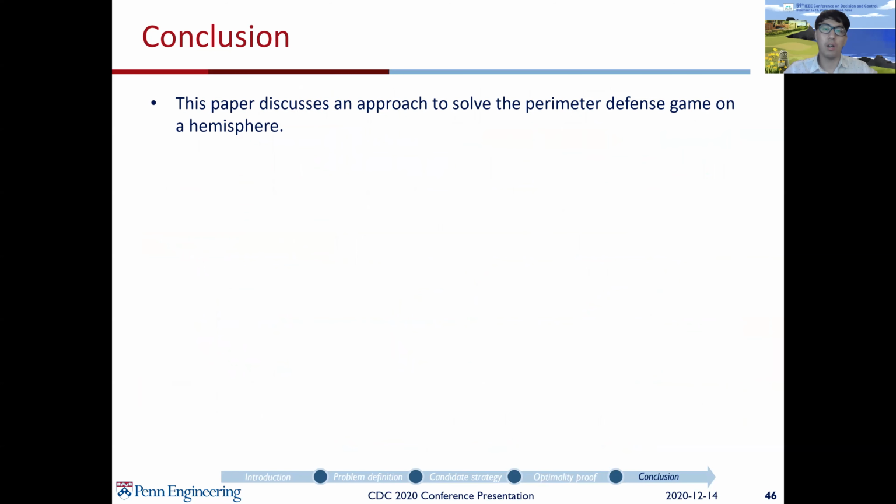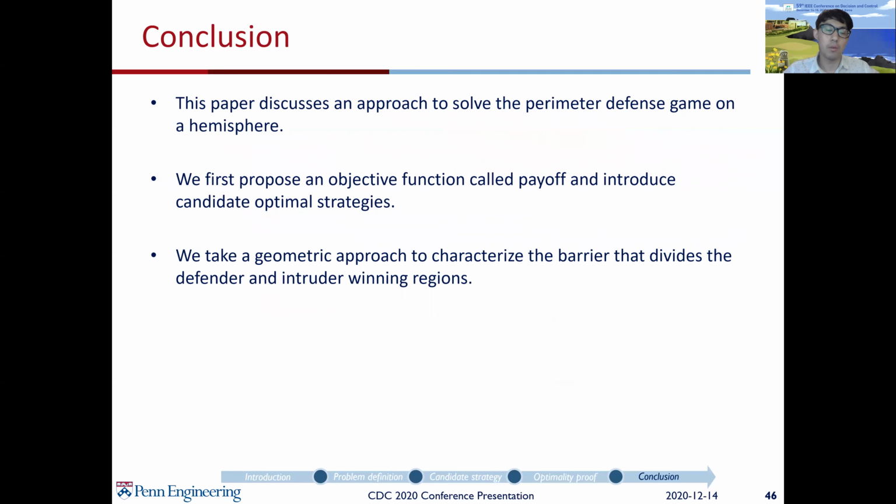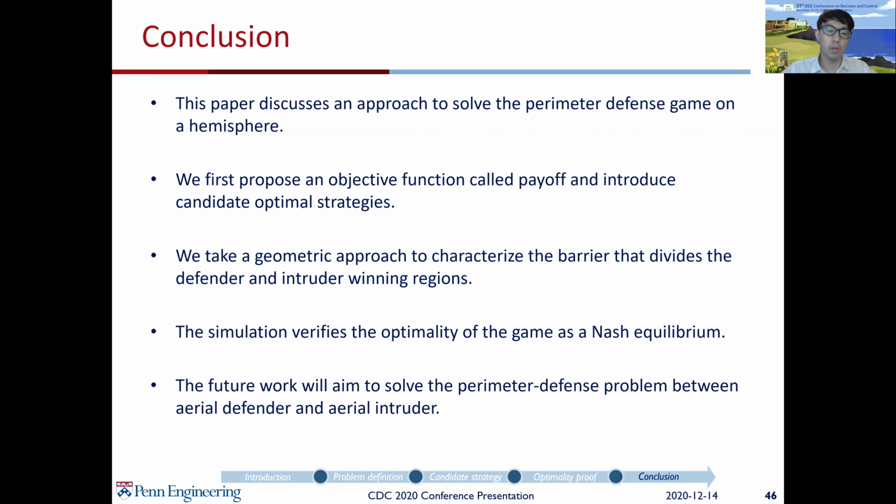So, conclusion: we solve the perimeter defense game on a hemisphere. We propose an objective function, take a geometric approach and define the winning region, and simulation verifies the optimality of the game. Future work will aim to solve a perimeter defense problem between an aerial defender and an aerial intruder.